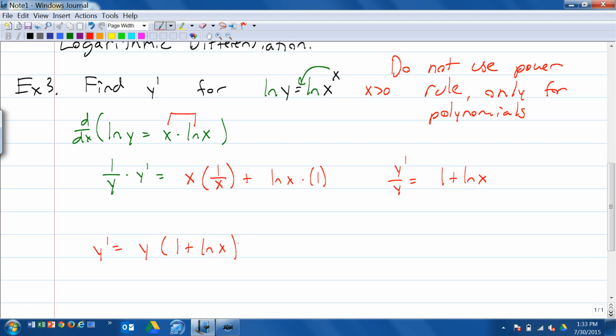You are not done here. When you solve for dy dx, you want it only in terms of one variable. Luckily, we know what y equals. What was y equal to at the beginning? y equaled x to the x. So now we're going to sub that back in and say that our final answer, dy dx or y prime, is x to the x times 1 plus the natural log of x. And that's how you use logarithmic differentiation. You use that to bring the variable down and to help you out.